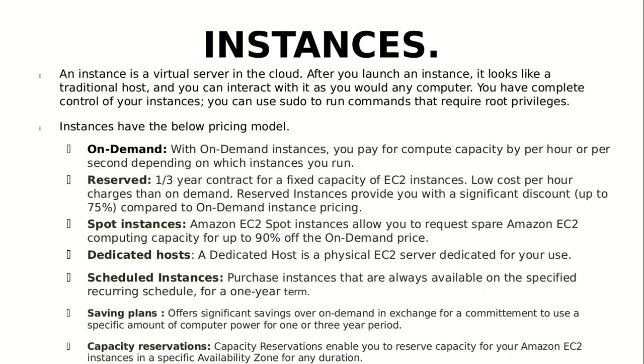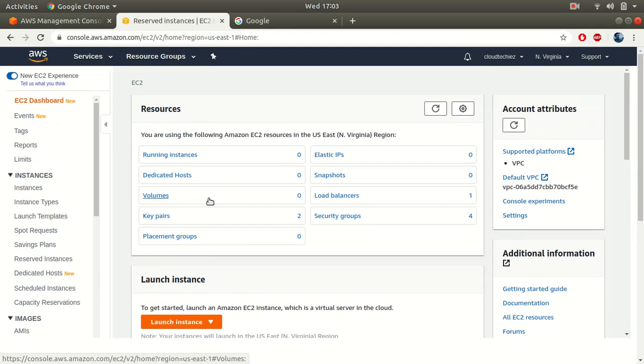Next we have your reserved instances. Under reserved, you'll have to get into a contract for a period of 1 year or 3 years for a fixed capacity of EC2 instances, with low cost per hour charges than on demand. So when compared to on demand, reserved instances are cheaper, and they also provide you with a significant discount, up to 75% compared to on demand instance pricing. But under this, you'll have to get into a contract for a period of 1 or 3 years.